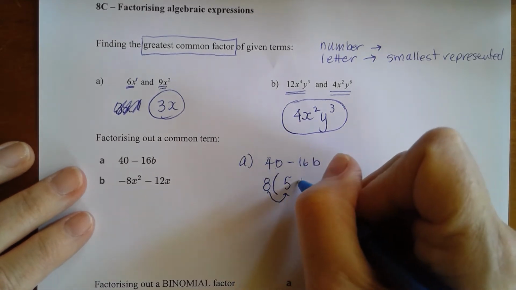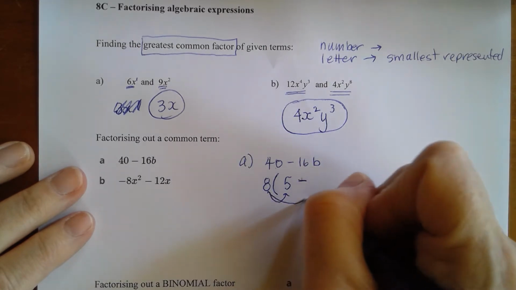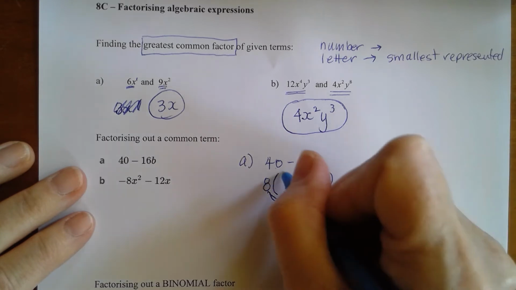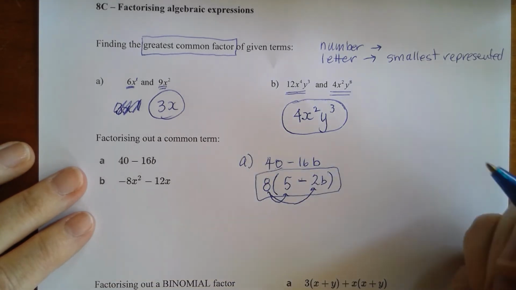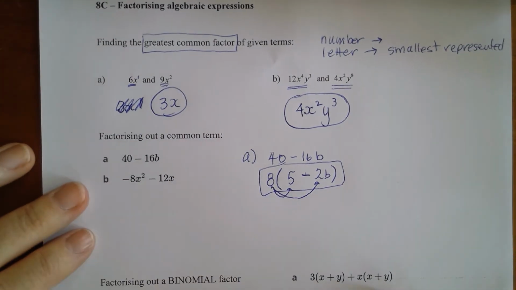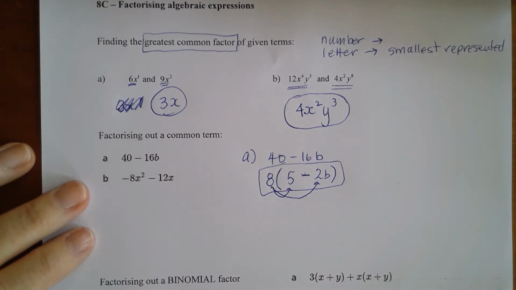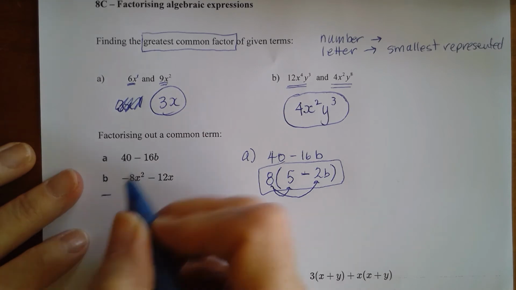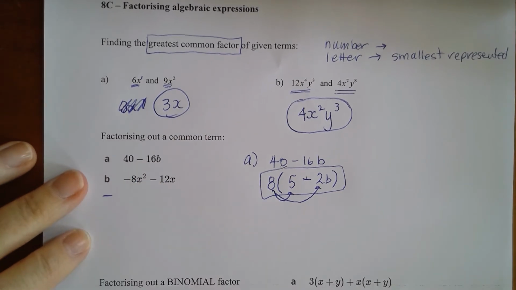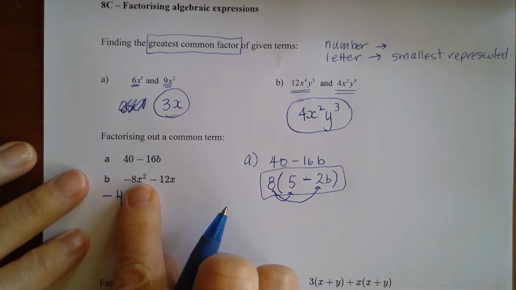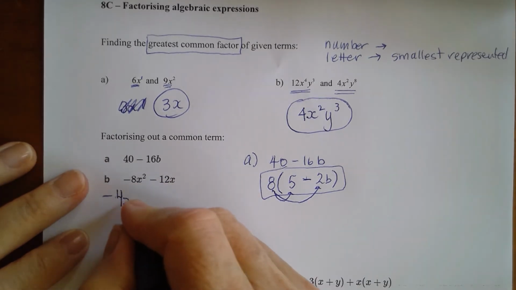This sign goes right in the middle. And I say, what would I have to multiply 8 by to get 16b? 2b. And that's my answer. Okay, let's look at b. Sometimes they ask you to take out a negative factor when both things are negative. So I'm going to put a negative. What goes into 8 and 12 evenly? The biggest thing is 4. And there's 2 x's there and 1 there. So I'm going to put 1 because I take the smallest.